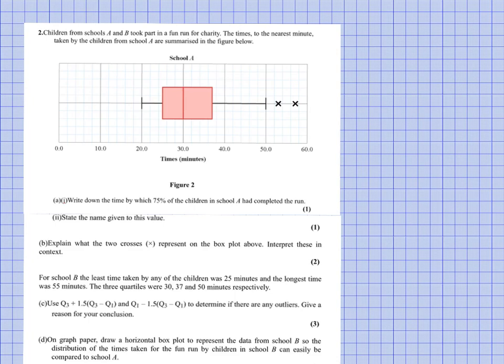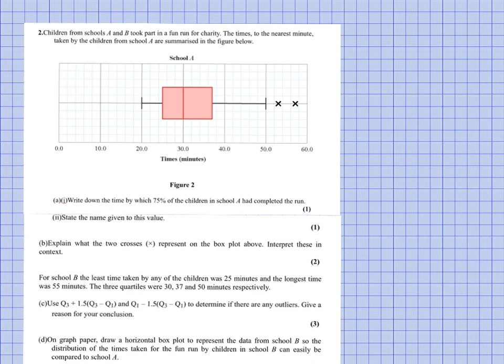Okay, continuing on with question 2 from the Year 13 Applied September test. This is a box plot question. We have a few simple things to go for, a few easy marks to pick up first. Starting with A, write down the time by which 75% of the children in school A had completed the run.